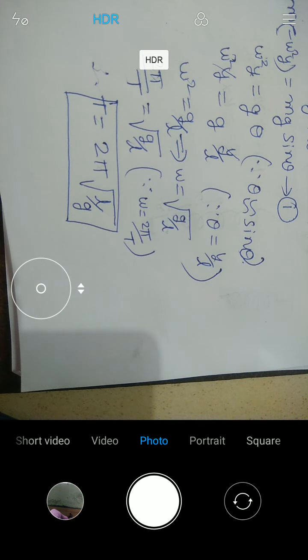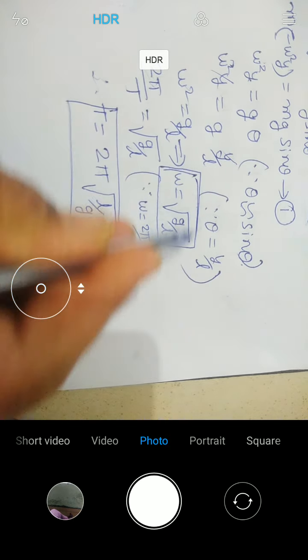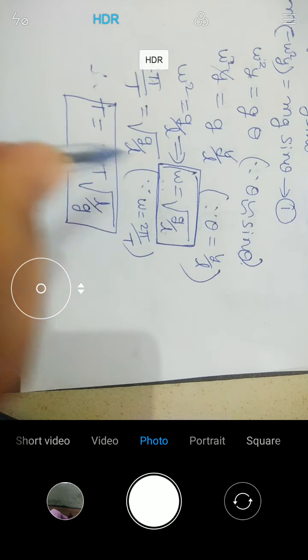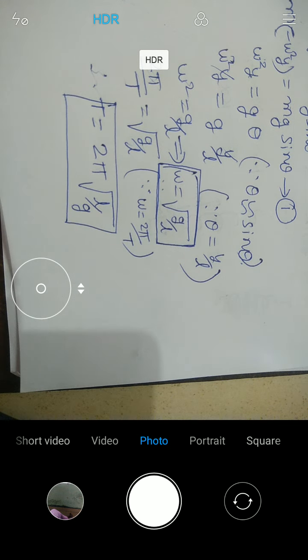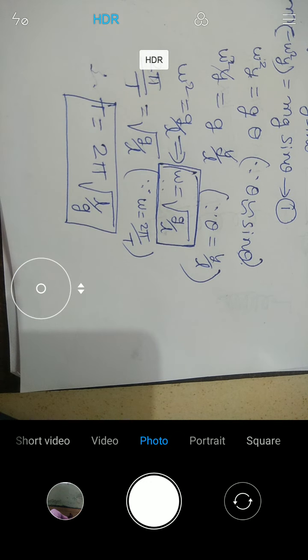And omega is equal to root g by L. This equation is the angular frequency. The expression for angular frequency is omega equal to root g by L, and the time period is T equal to 2 pi root of L by g. So this is the expression for frequency and time period of an oscillating bob.